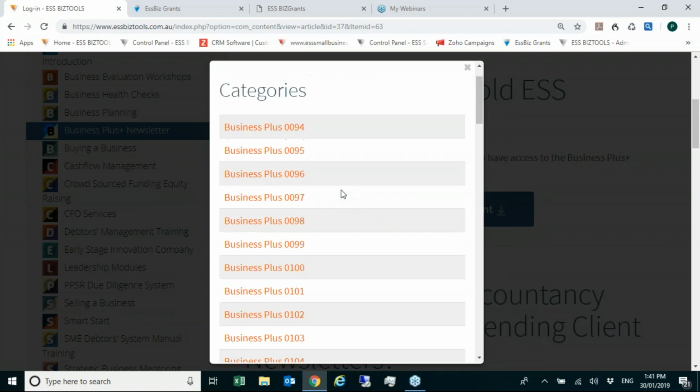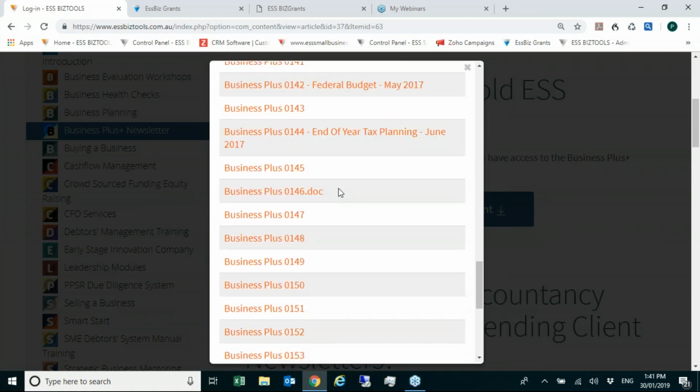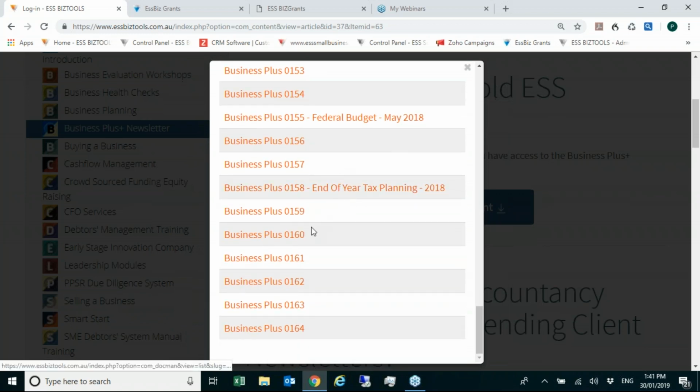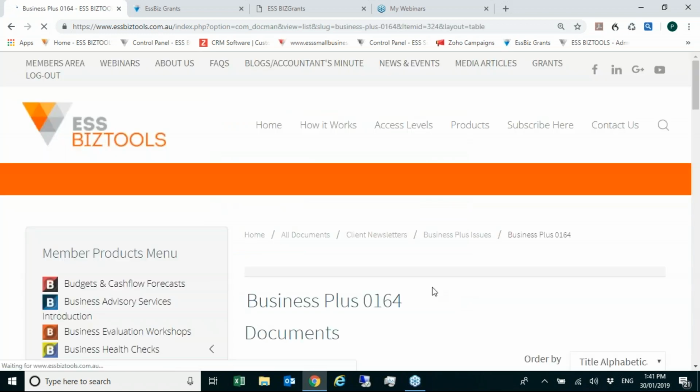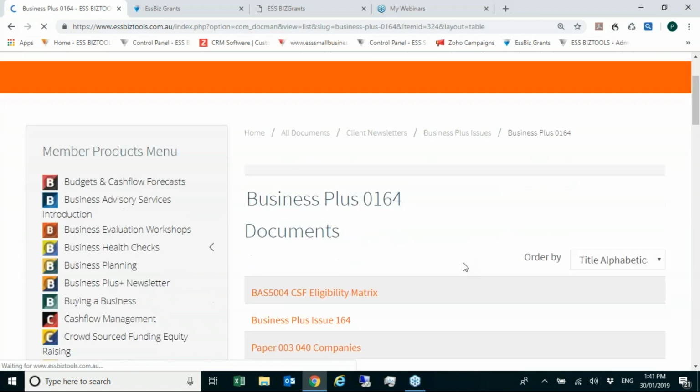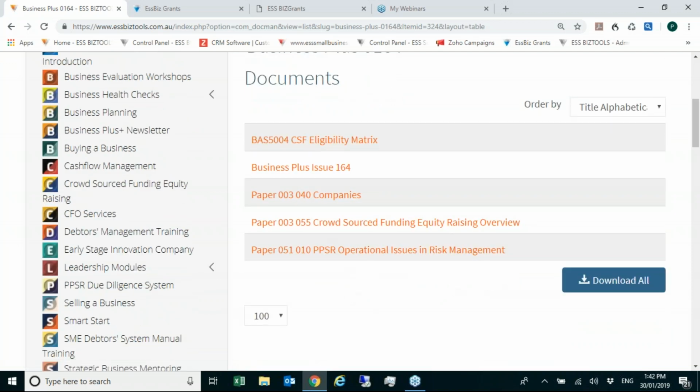Okay, Business Plus, we've been writing this for nearly 10 years now. So I'll have to get our programmer to see if he can put that round the other way, but you've got to go through to the most recent. Oh, okay, righto. 164 is the Business Plus newsletter. And so we want the Business Plus itself. So we'll just click onto there.